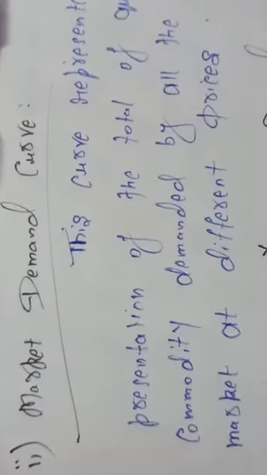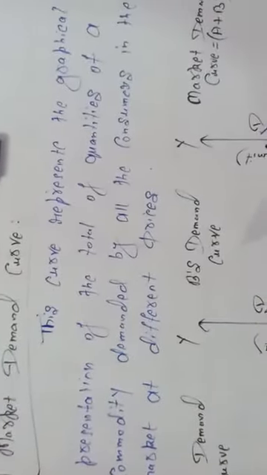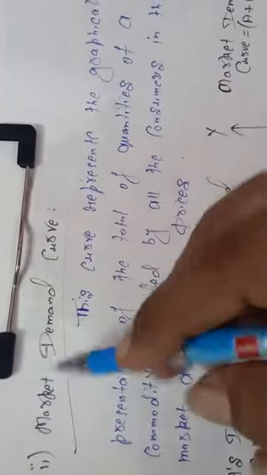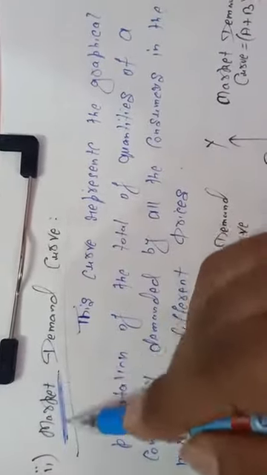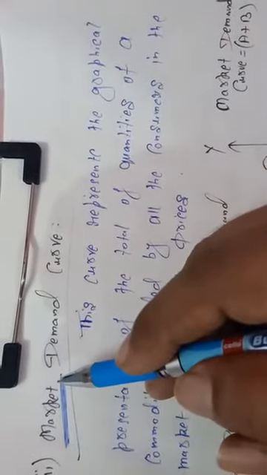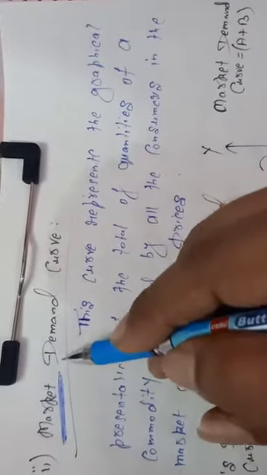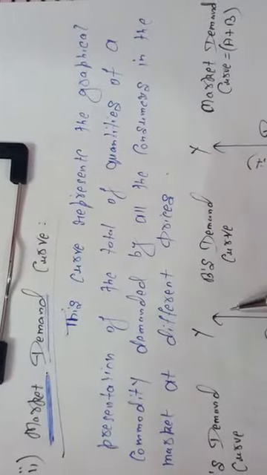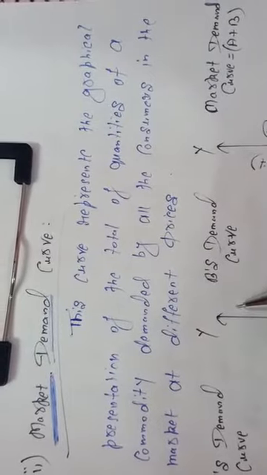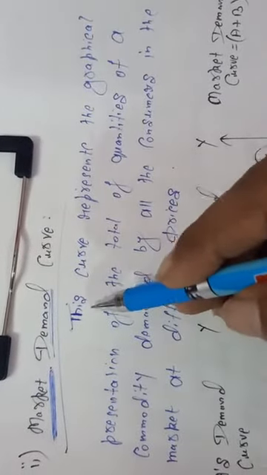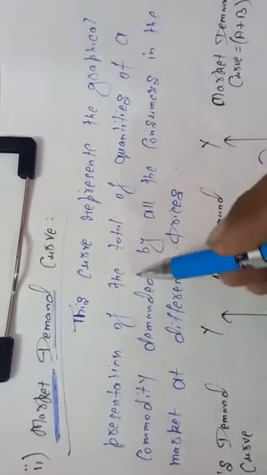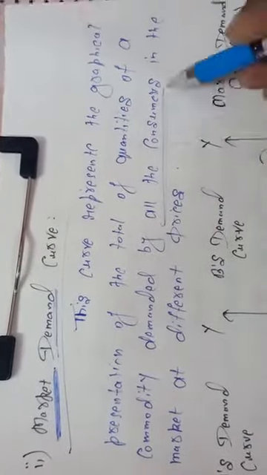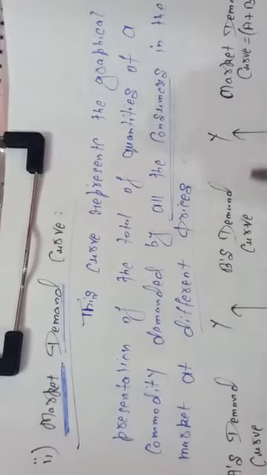Look here. Market demand curve. It is in reference to a complete market. And what is market? Market is the combination of all the consumers in the market, and market demand is the demand for a particular commodity from the side of all the consumers at different possible prices. So this curve represents the graphical presentation of the total of quantities of a commodity demanded by all the consumers in the market at different prices.